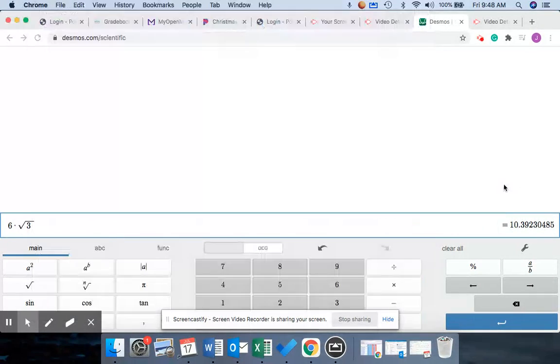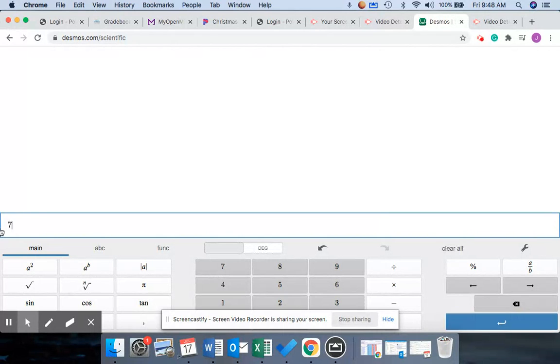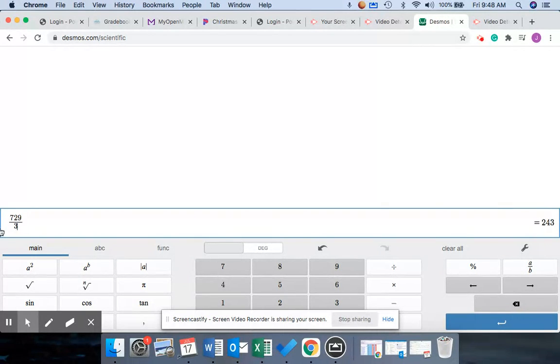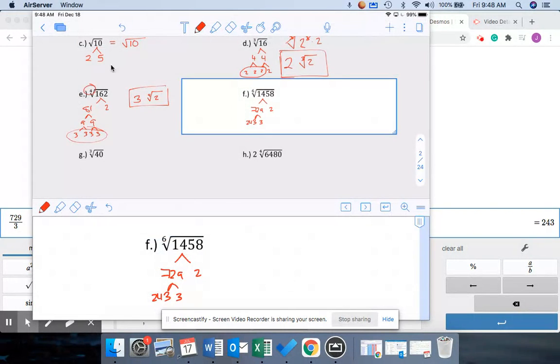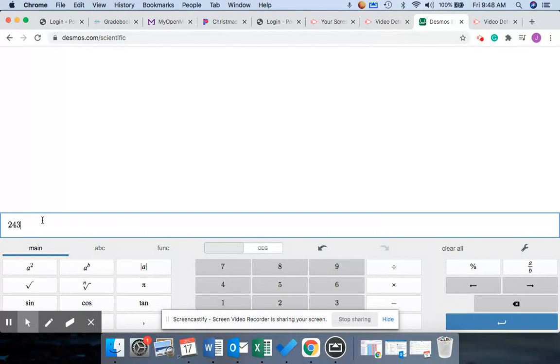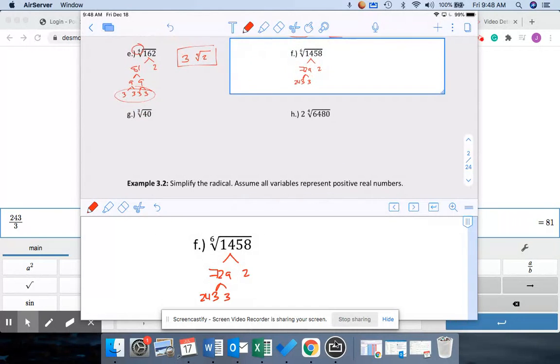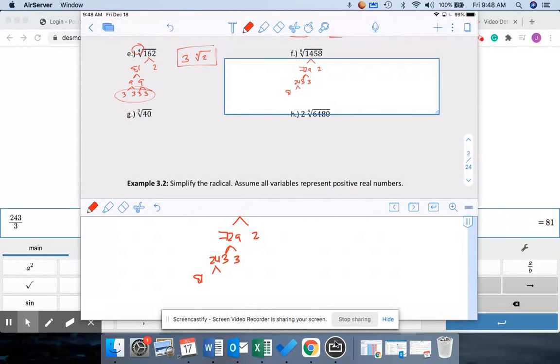I know that 1458 is even, so what happens when we divide it by 2? 729. That is no longer even, so let's go ahead and divide that by 3. See if we get anything. Yep, 243. 243. I want to say 7. Nope, just kidding. 3. Okay. And 3 81. So notice how I didn't know exactly what factors I started off with. I just kept going, dividing by 2 and then dividing by 3, dividing by 3.